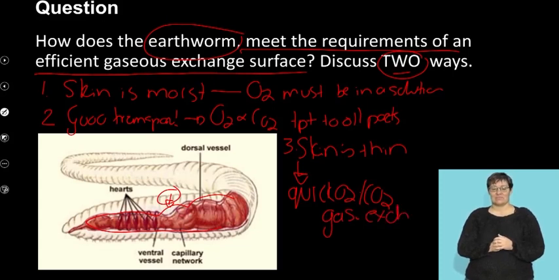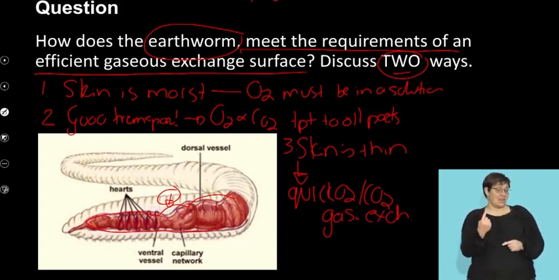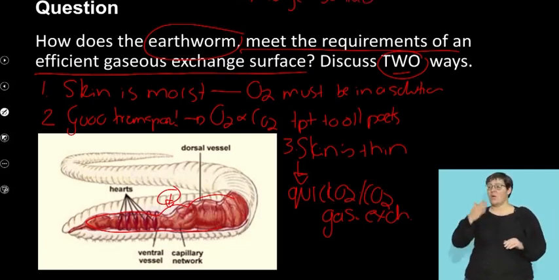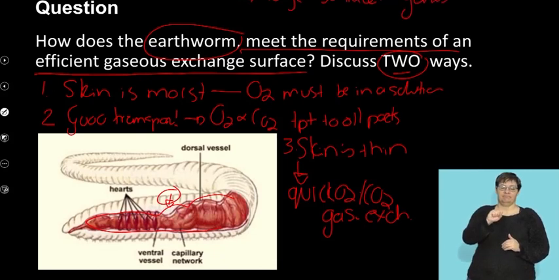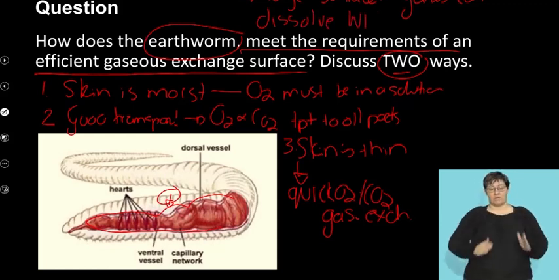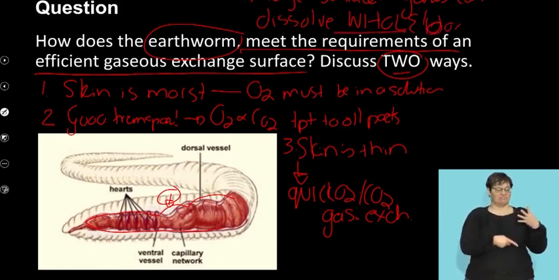So when I look at those, it's thin, it's a large surface area. Maybe that could have been another one, a large surface area, number 4. And how do we know it's a large surface area? Gases can dissolve over the whole body of the earthworm. There we go. So any of those, B-O-D-Y, any of those you could have discussed.